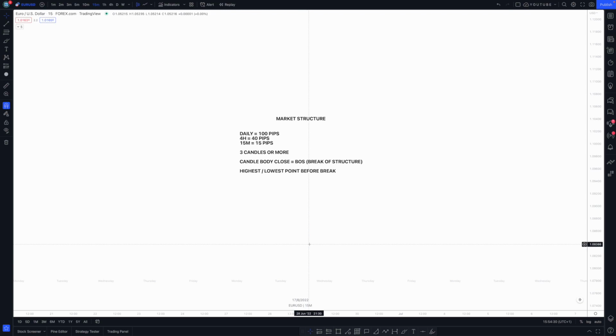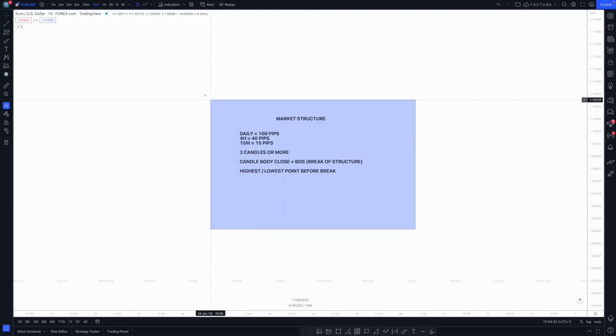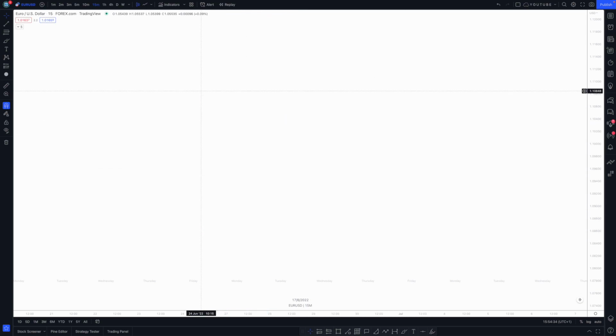So what I'm going to do now is delete this and go through some examples. I'll go through slowly and explain where my swing highs are, where my swing lows are, where my true breaks of structure are and things like that, and try to drive it home, and then you can go onto your charts and test this out for yourself.